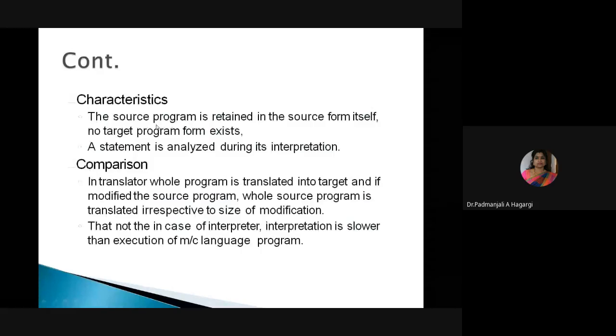The source program is retained in the source form itself, and no target program exists. A statement is analyzed during its interpretation, that is optimized code, and comparison. In a translator, the whole program is translated into the target program, and if modified, the whole source program is translated irrespective of the size of modification. That is not the case in interpretation, which is slower than execution of machine language.